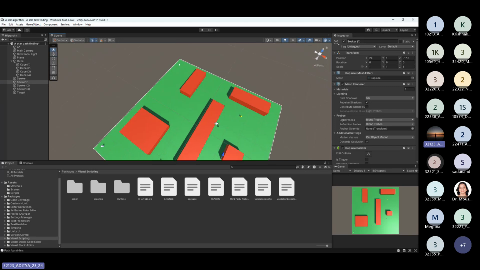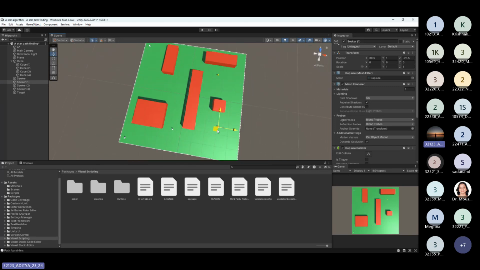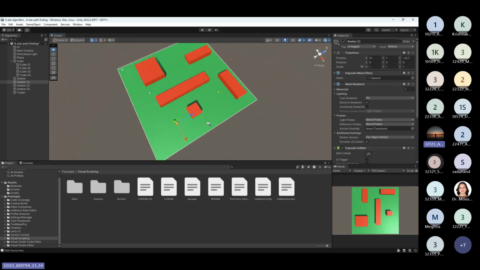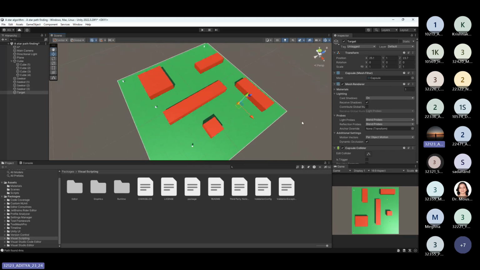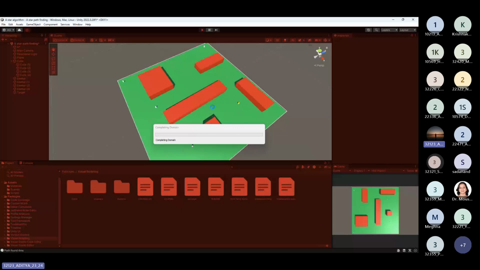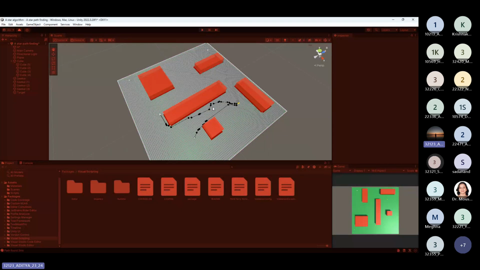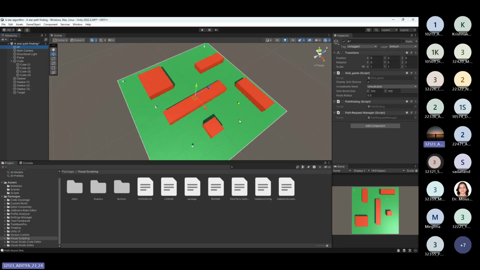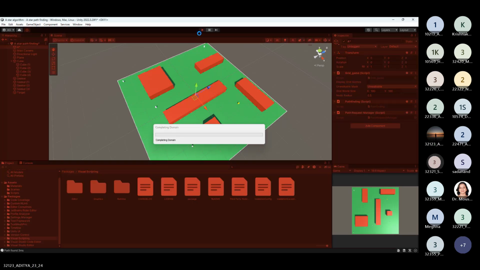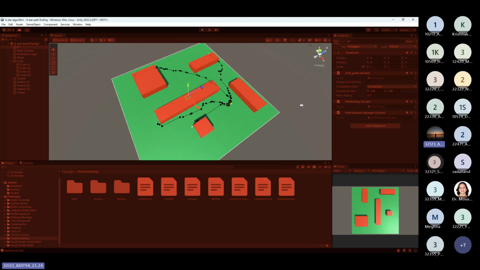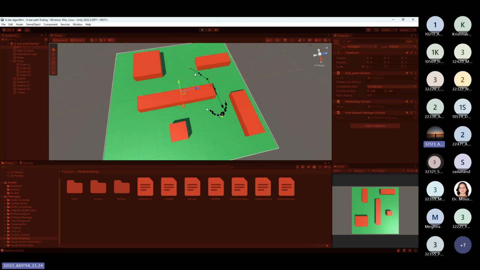Suppose these are all my seekers and they're trying to find a path to the player. So here is our player. When I run this, all these different objects will find a path to the player. I'll now disable the grid so that you can better see what path they are taking, what it will look like in the actual game. So this is how it would look in the actual game. And the black lines they are following are the different waypoints in the algorithm.